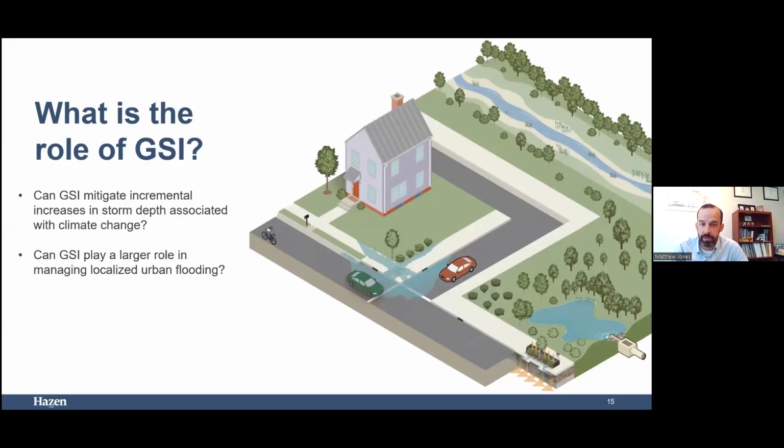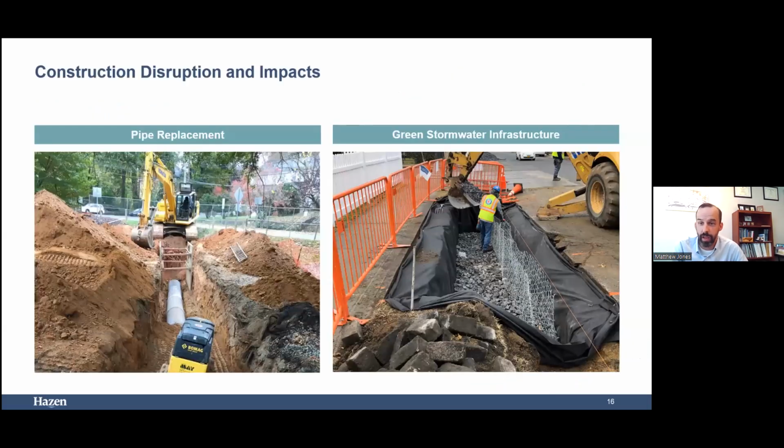So back to the question that we were asking ourselves: what is the role of green infrastructure in this? And two specific questions relate to that. Can green infrastructure mitigate incremental increases in storm depth associated with climate change? And can green infrastructure play a larger role in managing localized urban flooding? If green infrastructure could play a valuable role here, that could have a lot of benefits.